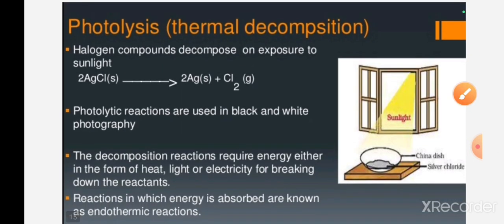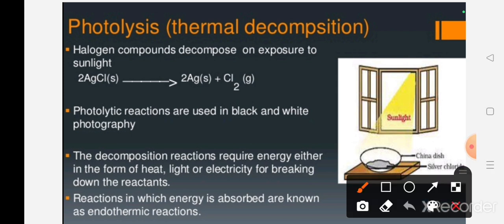Then photolysis. Very sorry, it's not thermal decomposition, it's light decomposition. Light decomposition is called photolysis. Thermal decomposition is decomposition because of heat. Halogen compounds decompose on exposure to sunlight.